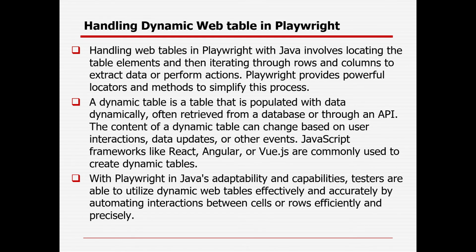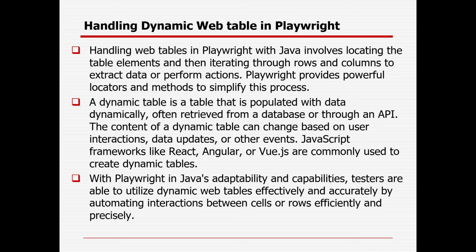A dynamic table is a table that is populated with data dynamically, often retrieved from a database or through an API. The content of a dynamic table can change based on user interaction, data updates, or other events. JavaScript frameworks like React, Angular, or Vue.js are commonly used to create dynamic web tables. With Playwright in Java's adaptability and capability, testers are able to utilize dynamic web tables effectively and accurately by automating interactions between cells or rows efficiently and precisely.